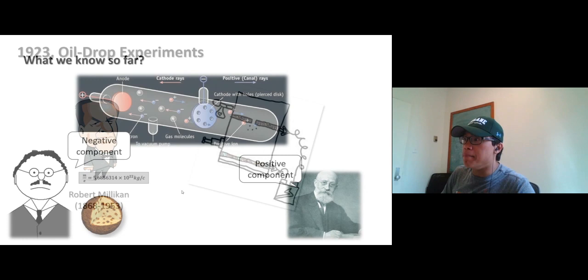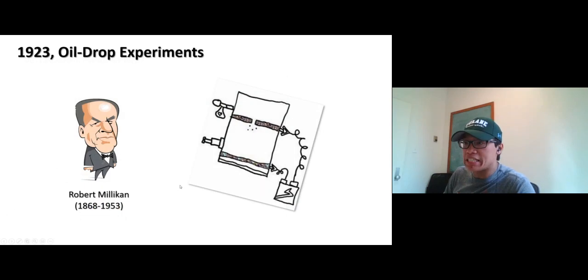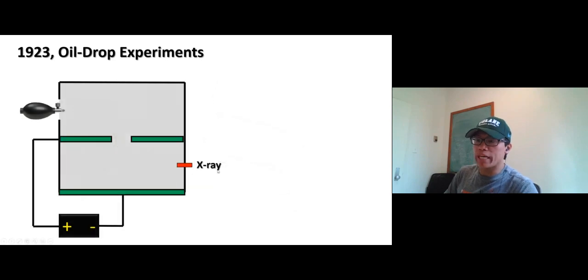Okay. Now we have an American scientist called Robert Millikan. That's his name, right? 1923. So we go forward 60 years later. Oil drop experiment. That's what he did, right? So this is what he did.